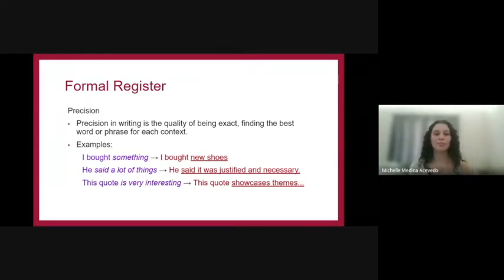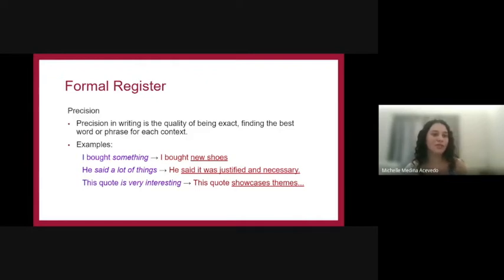So for example, you can say, I bought something. Well, what is that something? You always want to make sure the reader knows exactly what you are talking about. So if you know what that something is, let's say you were writing about apparel and it means new shoes, then it will be better to say, I bought new shoes. Say exactly what you mean.